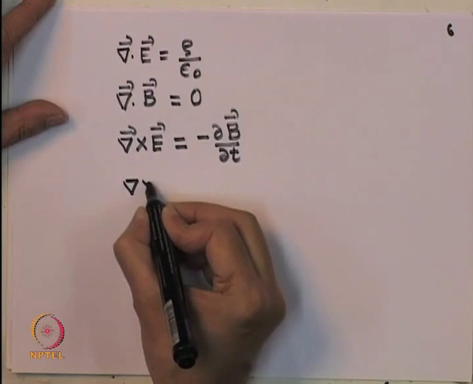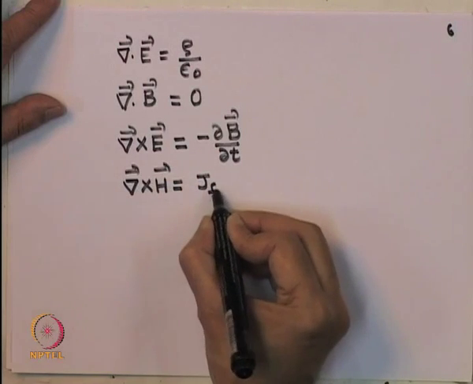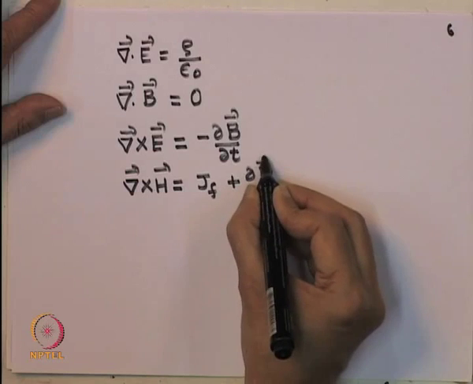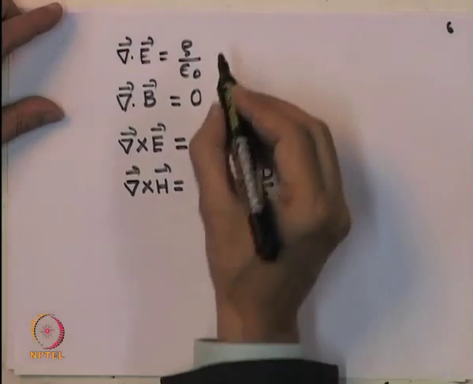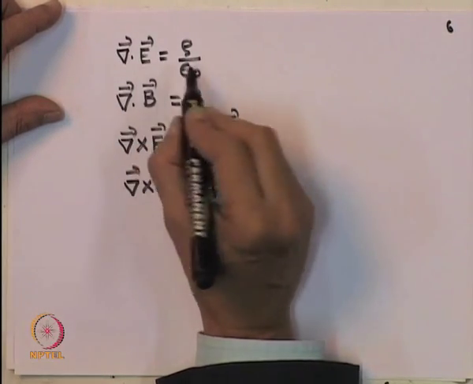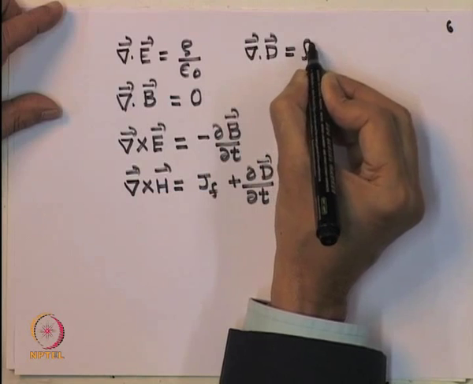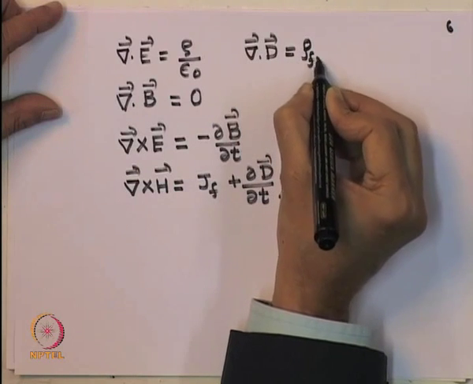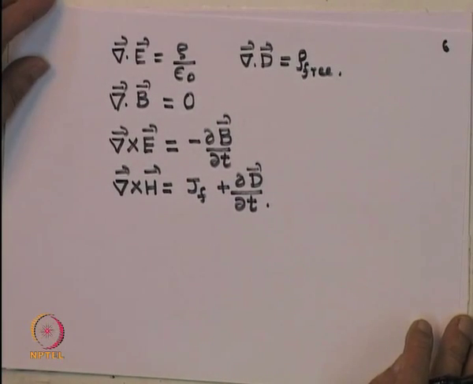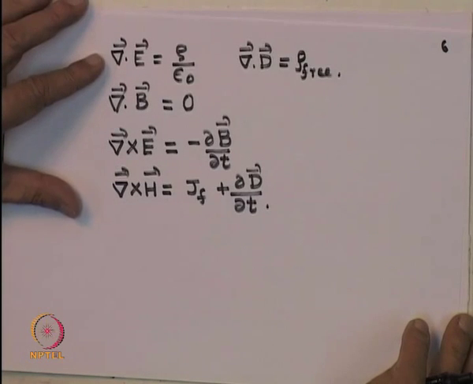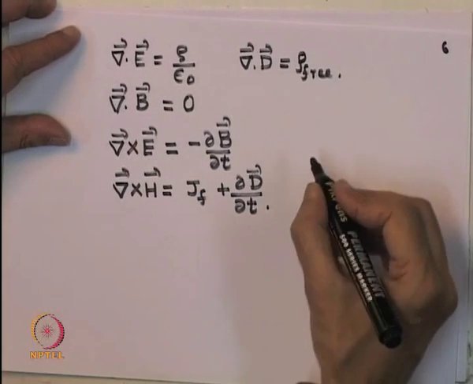Del cross H is equal to J free plus dD by dt. Occasionally, we would also write this equation as del dot D is equal to free charges. So, these are my four Maxwell's equations, which will form the basis of discussion in the remaining part of the course. But these are four equations in six quantities.